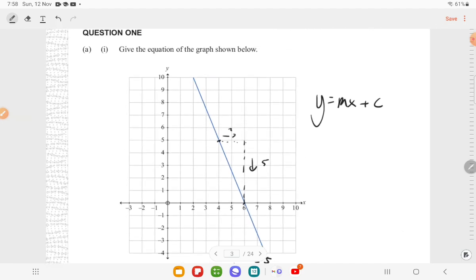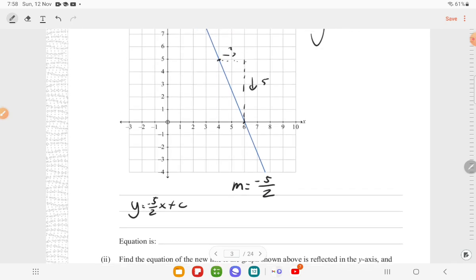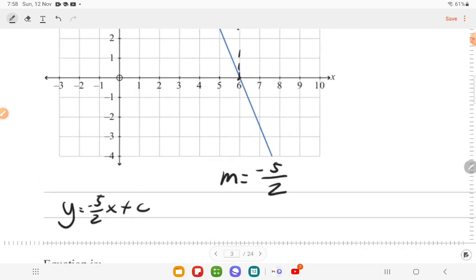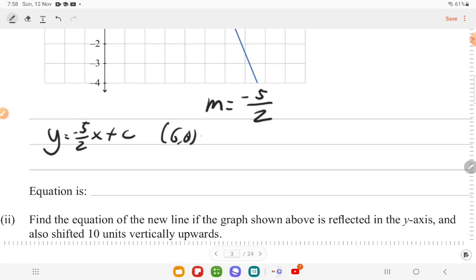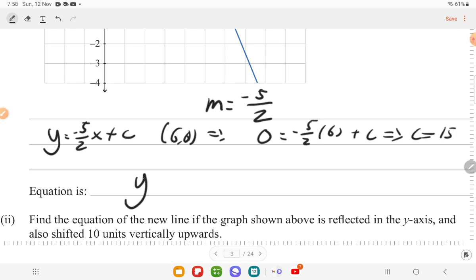We can't see where the c intercept is, but we can plug in the point 6, 0. Plugging in the point 6, 0 gives us 0 is equal to negative 5 over 2 of 6 plus c, which is c is equal to 15. So y is equal to negative 5 over 2x plus 15.